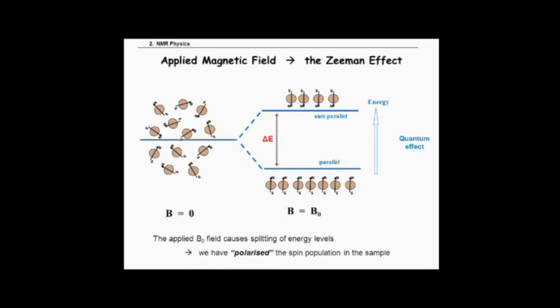So we use this term polarization to explain what happened. By placing the sample into a magnetic field, we've effectively polarized the sample. And this would be the situation that we would get at room temperature. So it's called the splitting of the energy levels, which was first discovered by Zeeman.